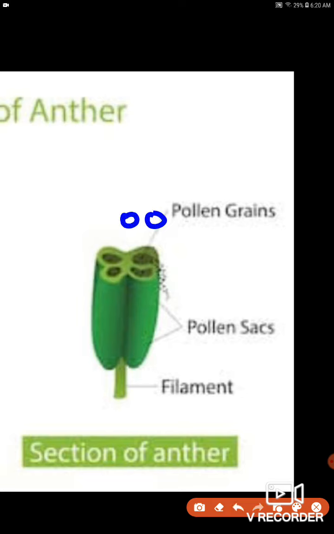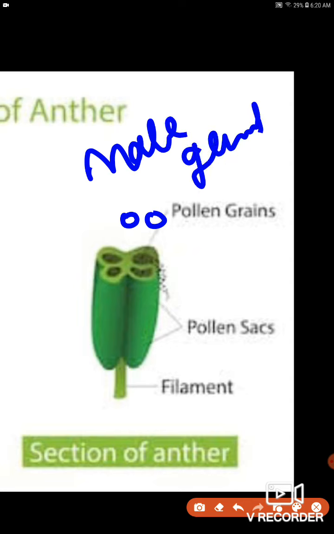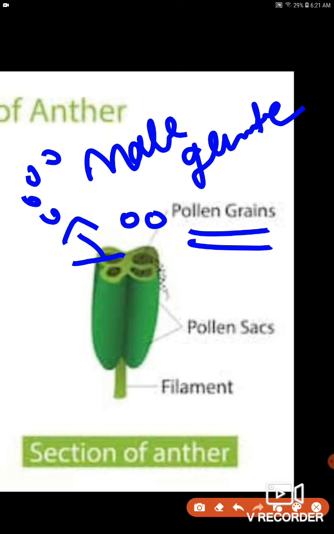So this pollen grain is called the male gamete. When the pollen grains matured, the sac ruptured, broke at some one point, and these pollens were released from this. Okay?